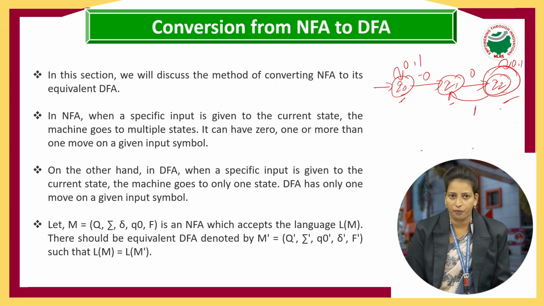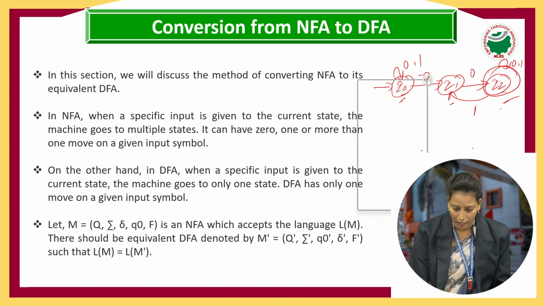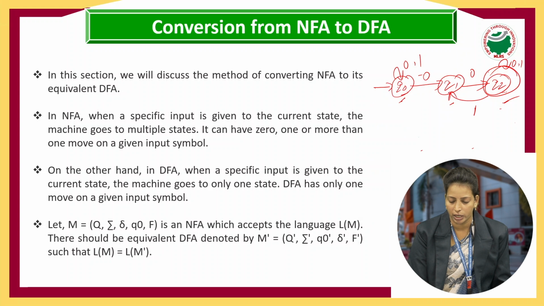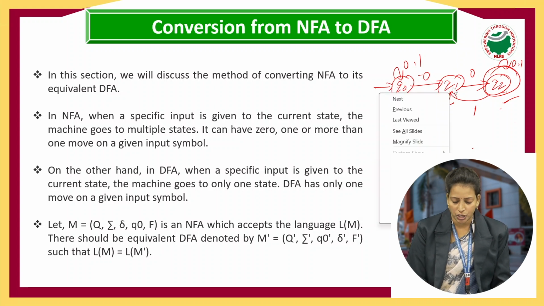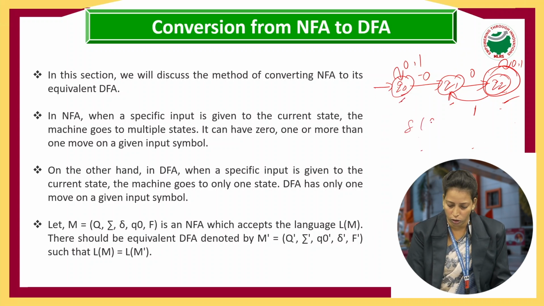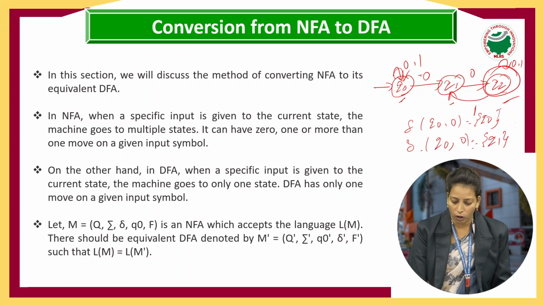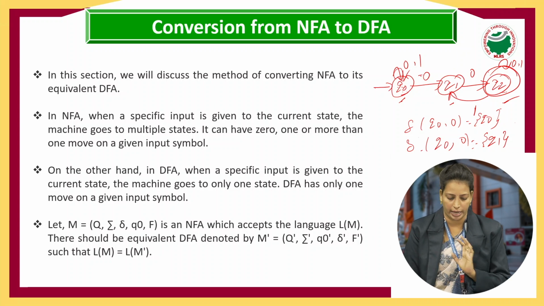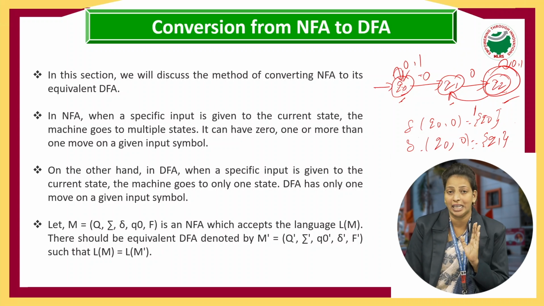Let us consider in NFA, when a specific input is given to the current state, that means Q naught of 0. The current state is Q naught. Q naught of 0 goes to Q naught and also to Q1. So the machine goes to multiple states. It can have 0 or more than 1 moves on a given input symbol.